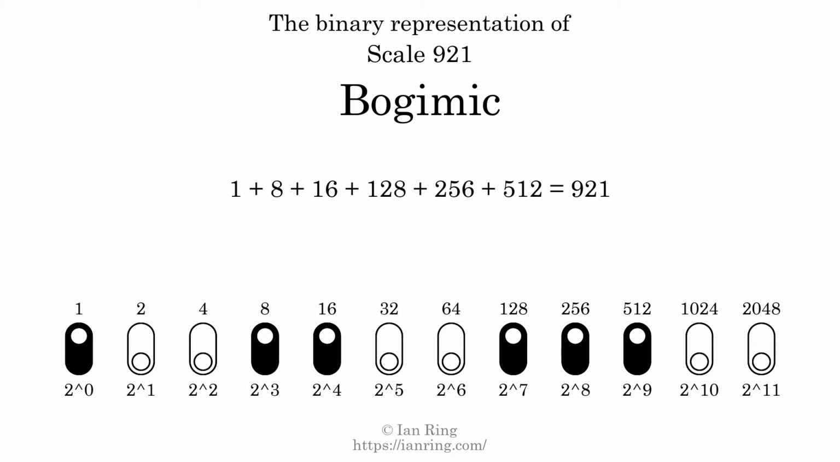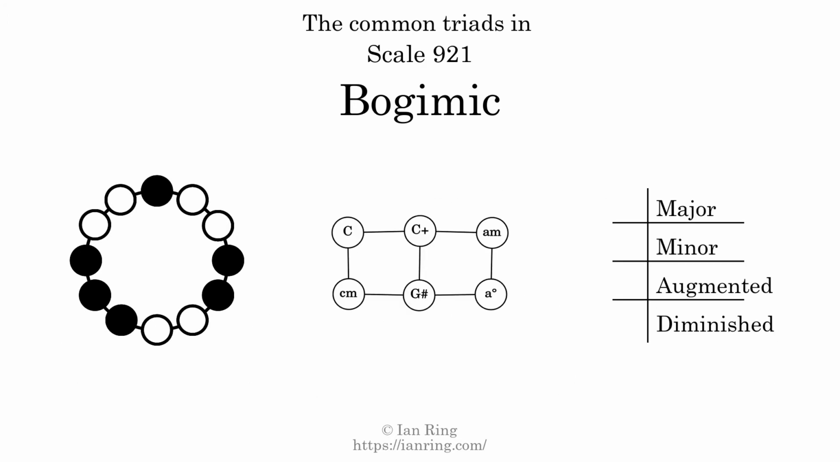The scale number not only enumerates the scale with a unique index, but it also literally describes the tonal content of the scale. Represented as a binary number in base 2, the scale number is 001110011001. Here are the common triads present in this scale.